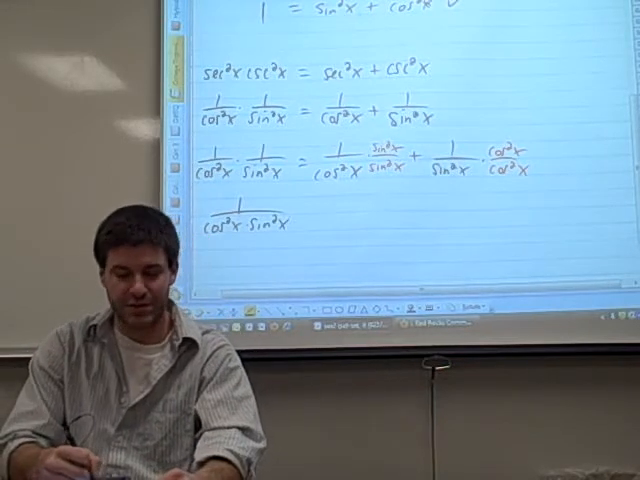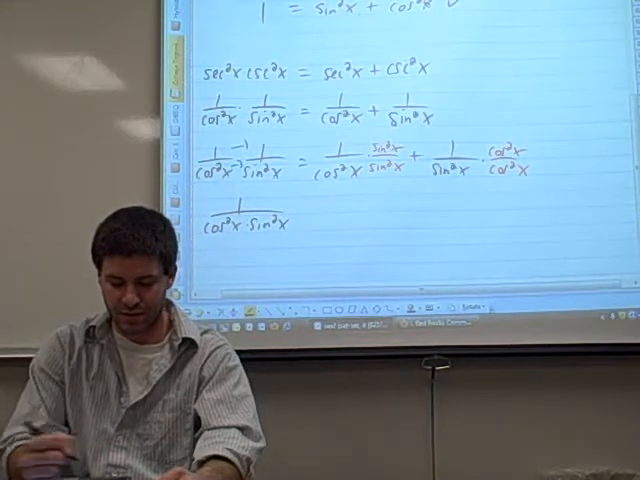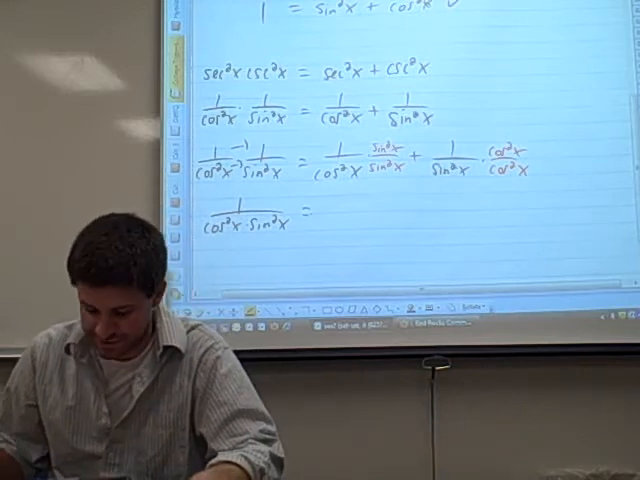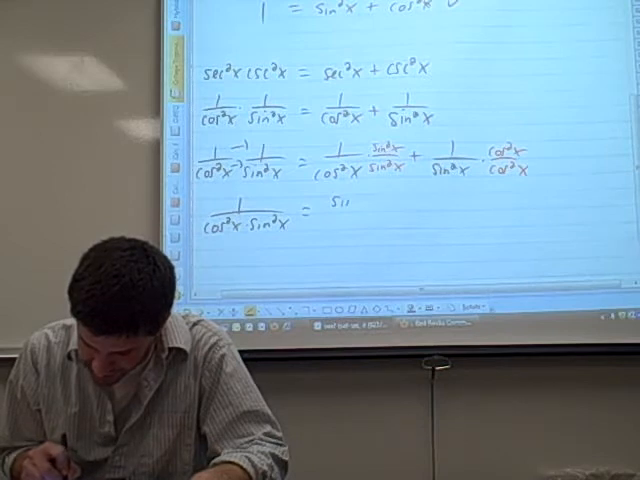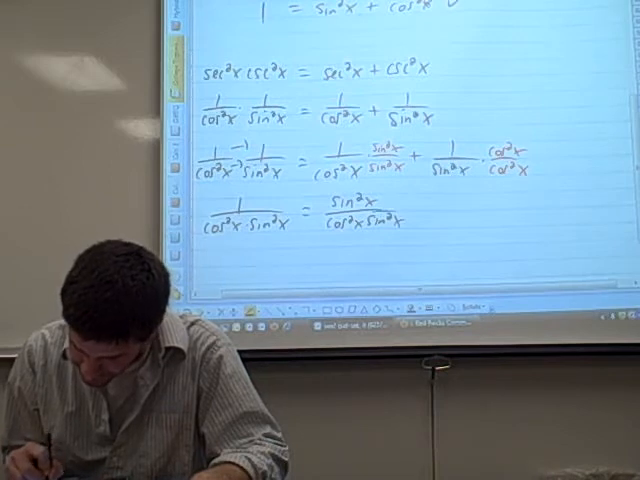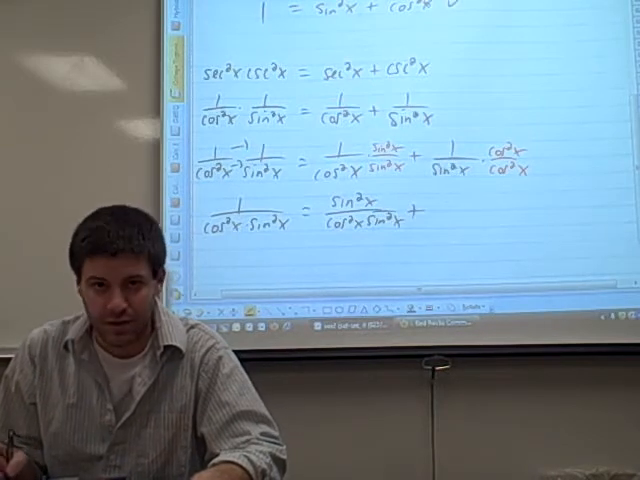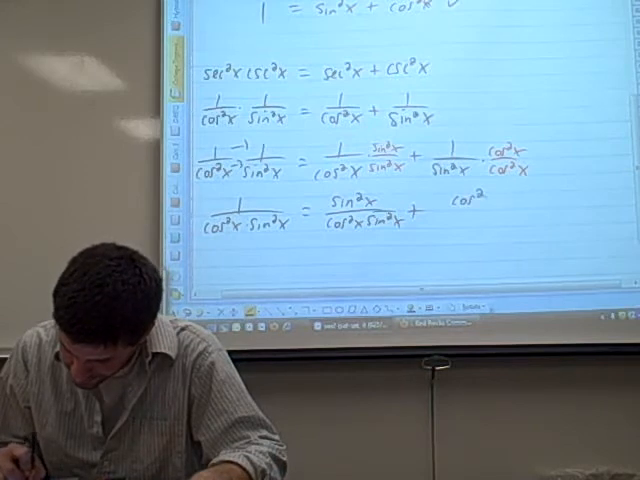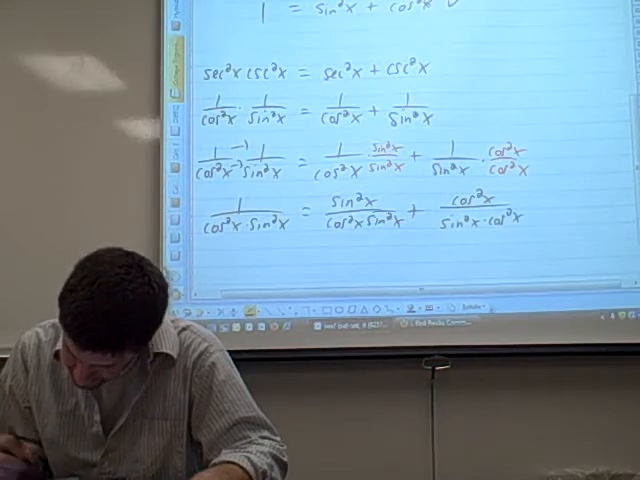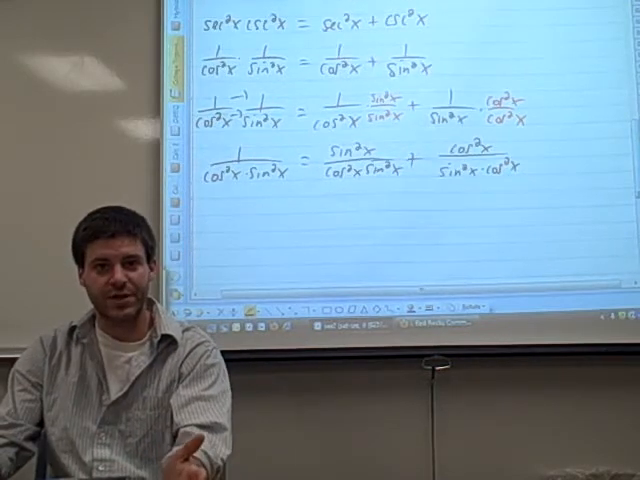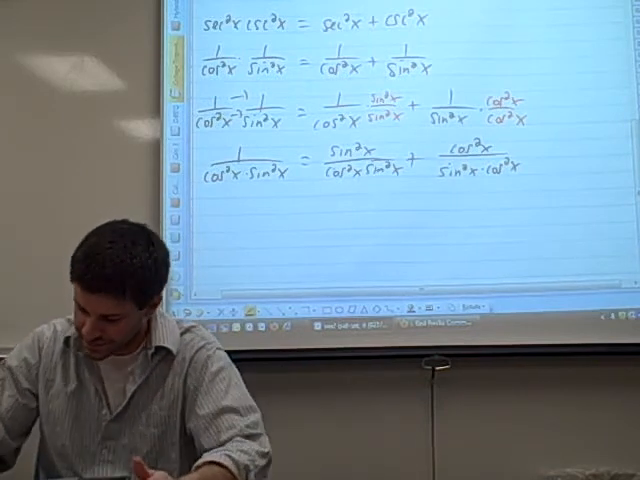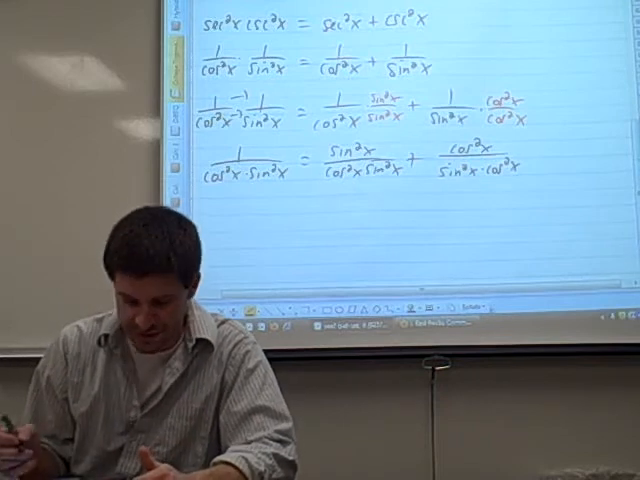If we multiply straight across our two fractions on the left-hand side, we just get 1 over cosine squared times sine squared. If we multiply our fractions straight across on this first term, we get a sine squared in the numerator, and a cosine squared and a sine squared in the denominator. For this right term, we get a cosine squared over sine squared times cosine squared. Now you notice that all those denominators are the same. Sine squared times cosine squared is the same as cosine squared times sine squared. So we can combine our right-hand side numerators.